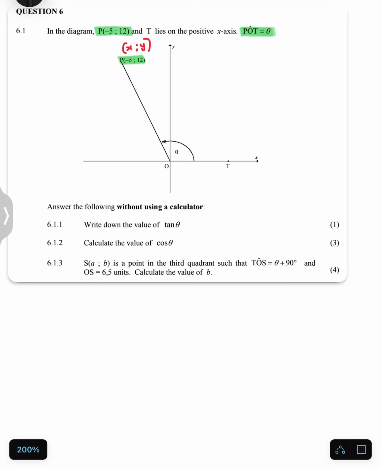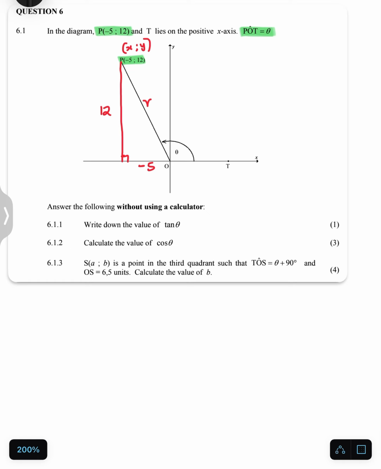So I'm just going to complete this to form a right angle triangle. So this side will be our x. So in this, x will be -5, and then our y will be 12. And then we need to find the value of the hypotenuse. So we have the opposite and then we have the adjacent.